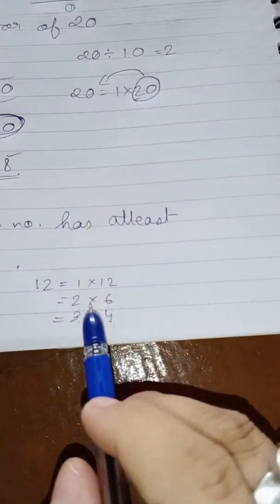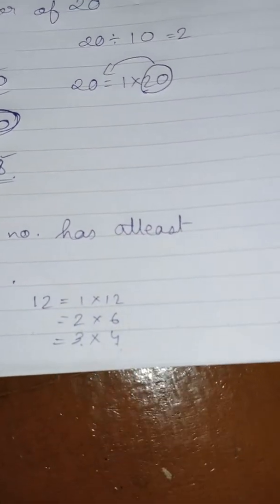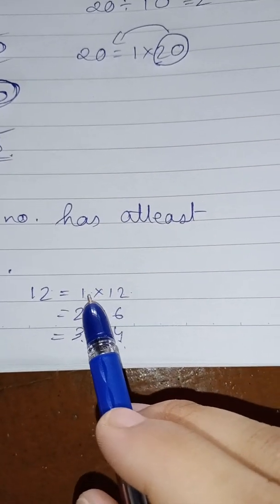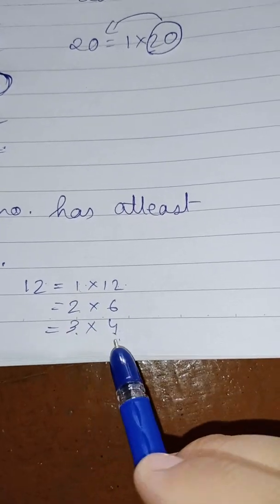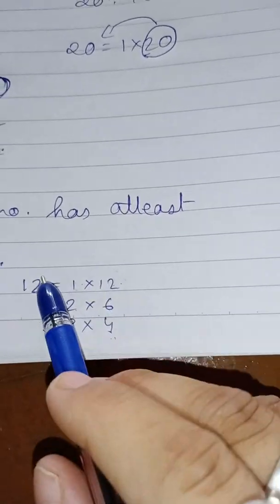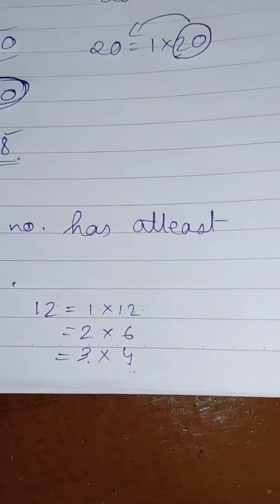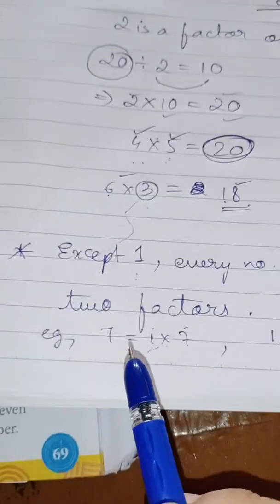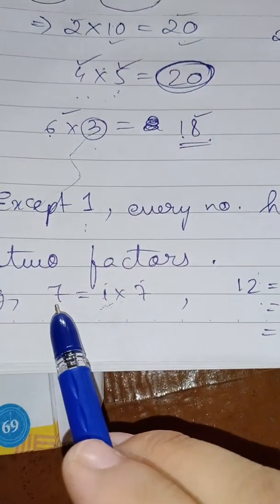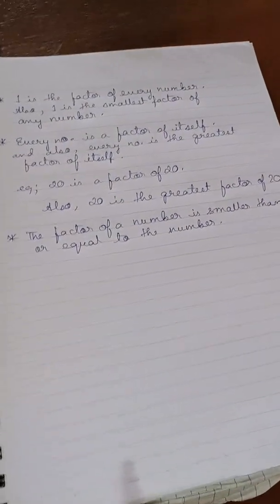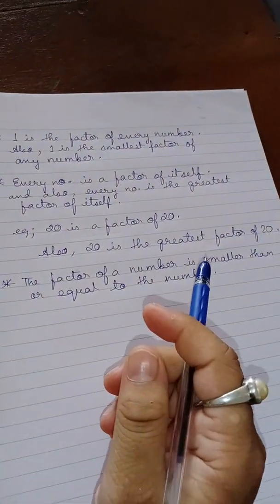So as you see here, we know that 1 is a factor of every number. We also know that the number is a factor of itself. So you can see that all the factors that I've got here are smaller than 12, and 12 is equal to 12. But is there any factor bigger than 12? No. You will never get a factor which is bigger than the given number. Similarly, here also you will never get a factor which is bigger than 7. You will get either less than 7 or equal to 7. So that is the next point, that a factor of a number is smaller than or equal to the given number.